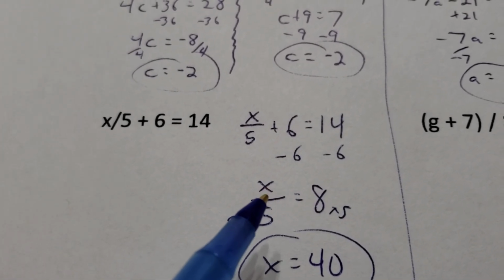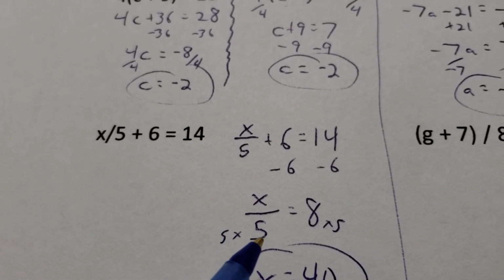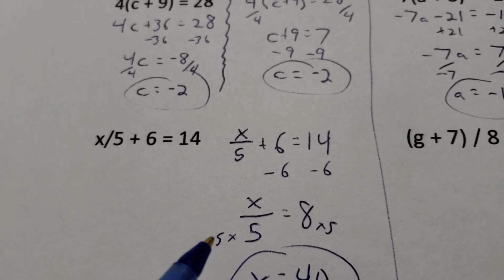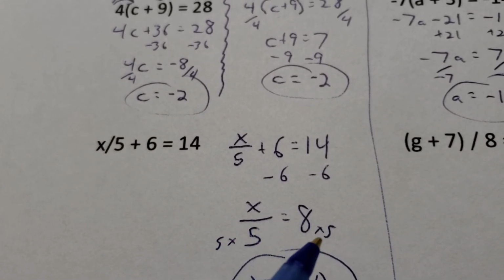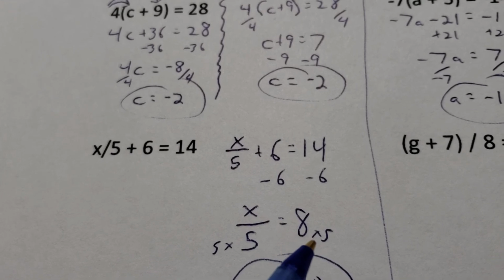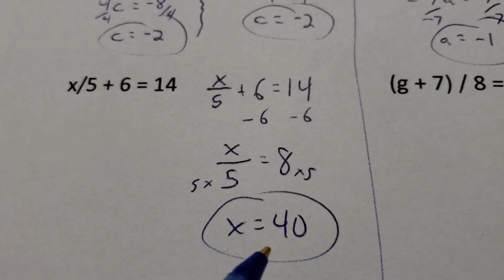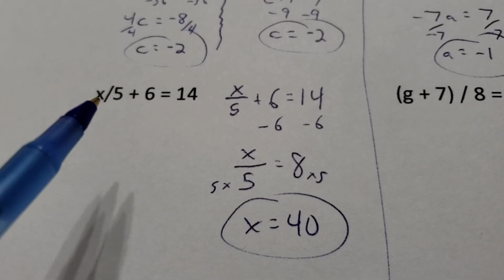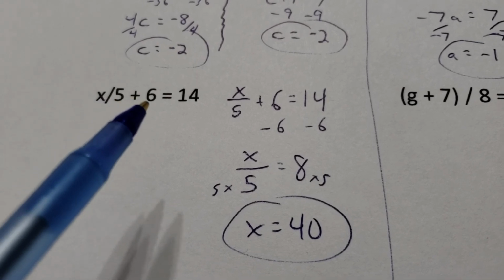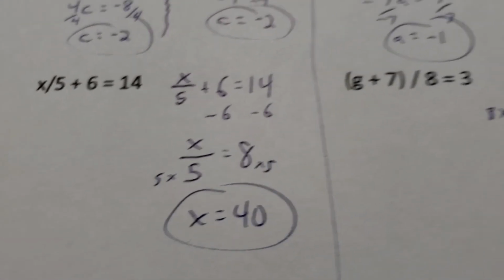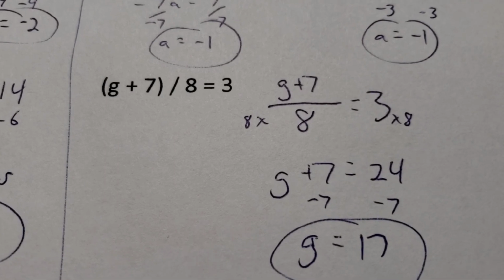So I want to get rid of divide by 5. The opposite of division is multiply. So instead of divide by 5, I times by 5. Cancels this out. And times by 5 on this side to keep everything equal. 8 times 5 gives me 40. So let me double check. 40 divided by 5 is 8. And 8 plus 6 is 14. So that does work. All right, we got one more to go.